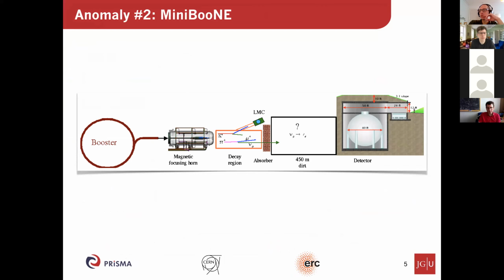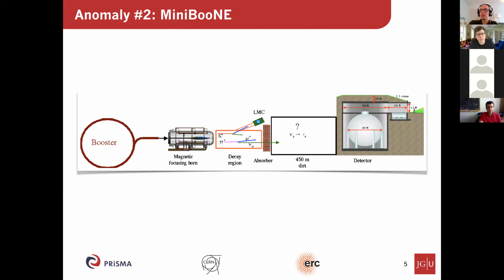MiniBooNE is an accelerator-based experiment, so it operates according to the same principle as we've seen just before. On the left-hand side, there is the thing called Booster, one of the accelerators at Fermilab. That's once again a source of a high-intensity beam of protons. They are dumped onto a target, which in this case is embedded inside the magnetic focusing horn. There's again a decay region where the pions and kaons are allowed to decay.